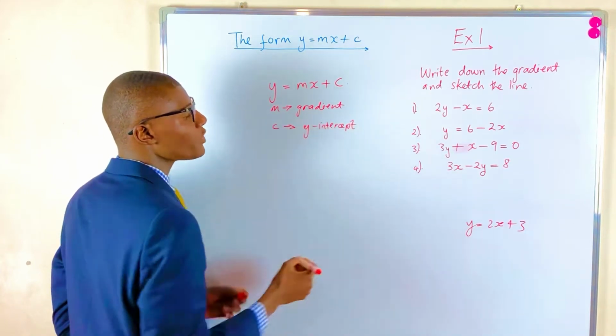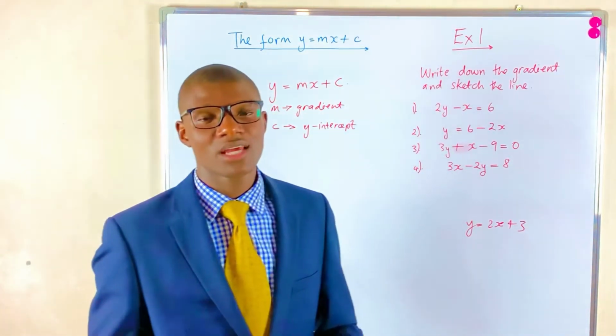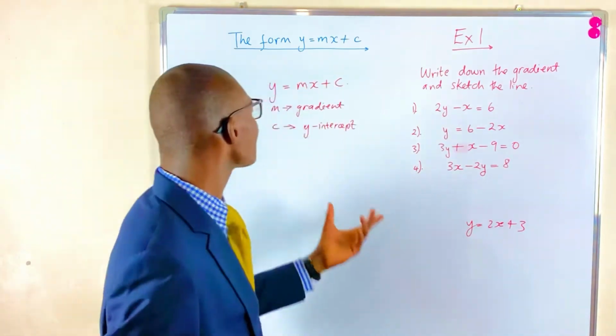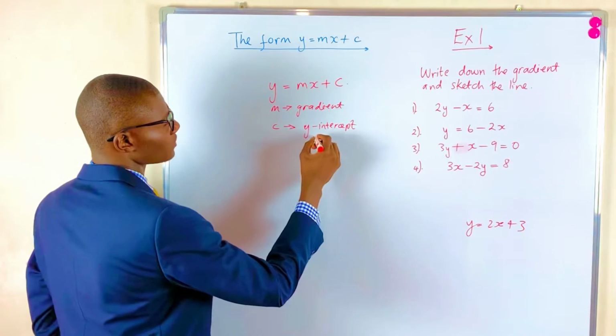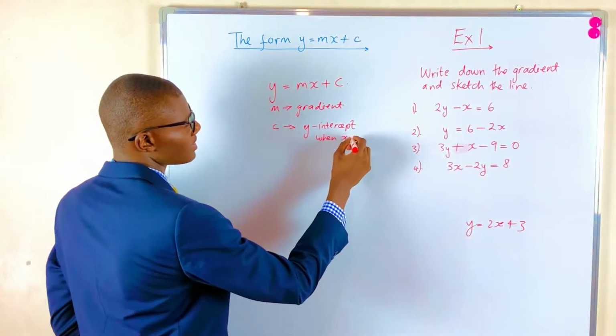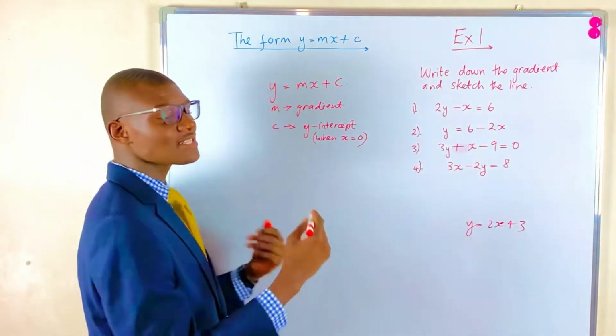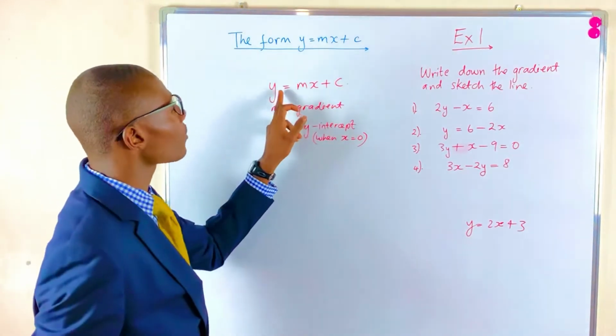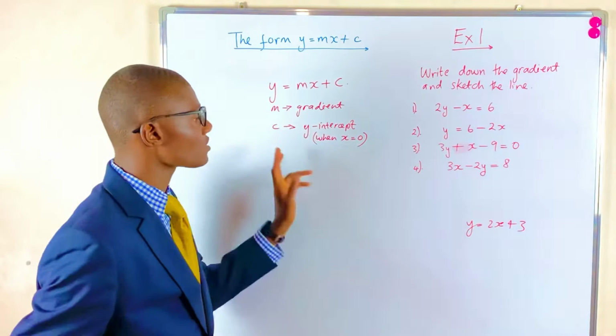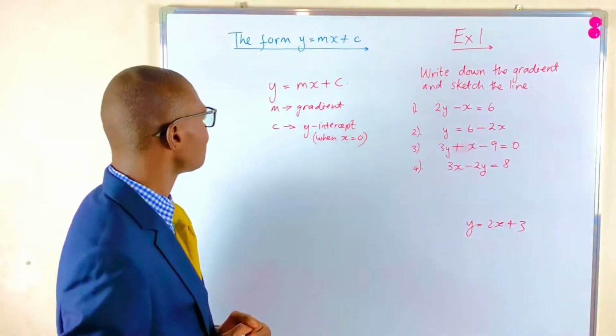And what do we mean by y-intercept? The y-intercept is the value that y takes when x is equal to 0. So as you can see, when x is equal to 0, y will be equal to c. So c is the y-intercept.